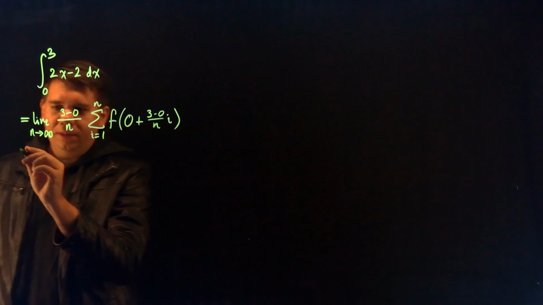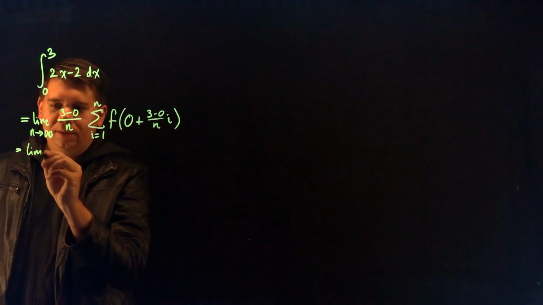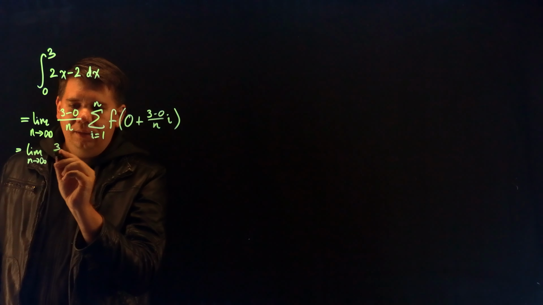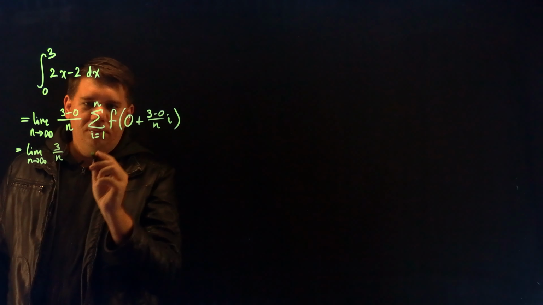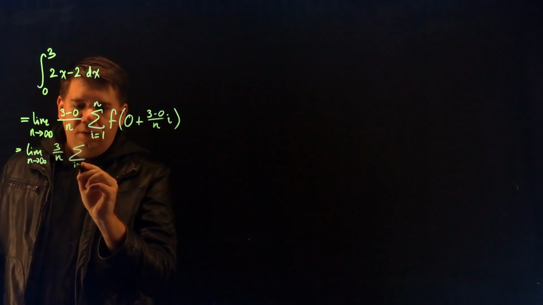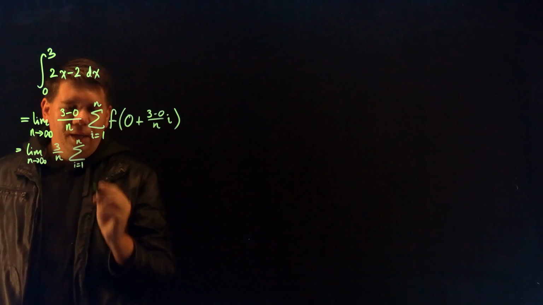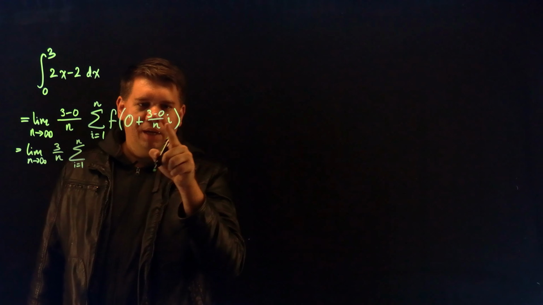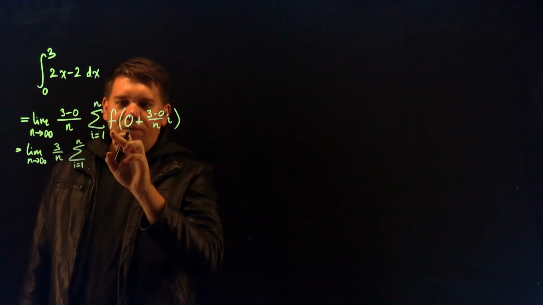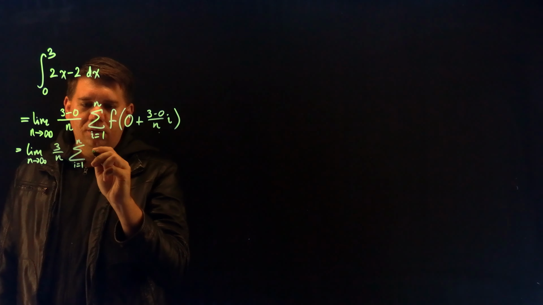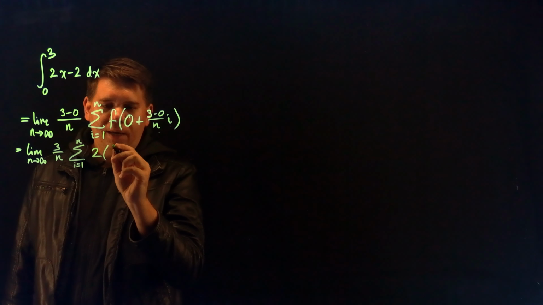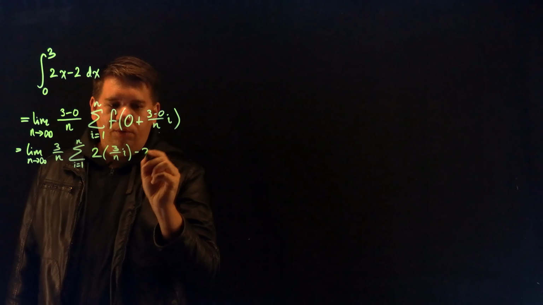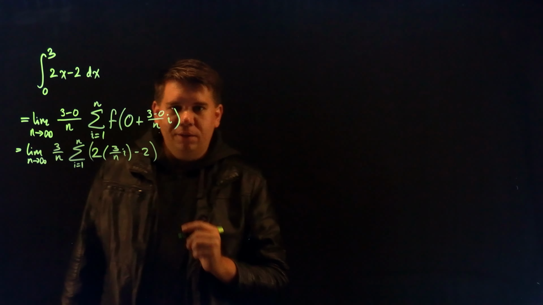So we can go ahead and solve this now. This is just the limit as n goes to infinity of 3 over n times the sum, where your index goes from 1 to n, of 3 over n times i. You plug it into your function, where here's my function right here, so it's 2 times x, so I'm plugging in for my x, 3 over n i, minus 2. So that's what I need to calculate.